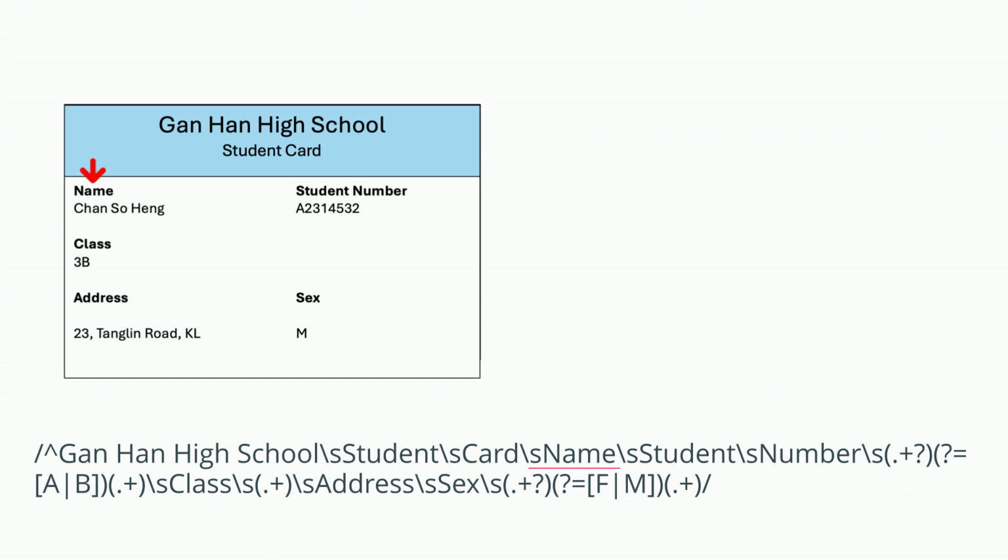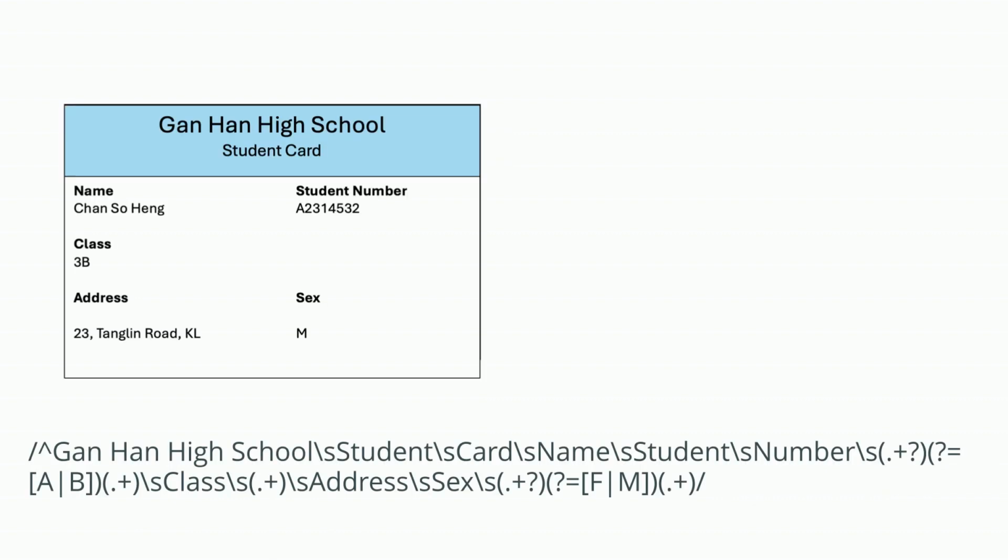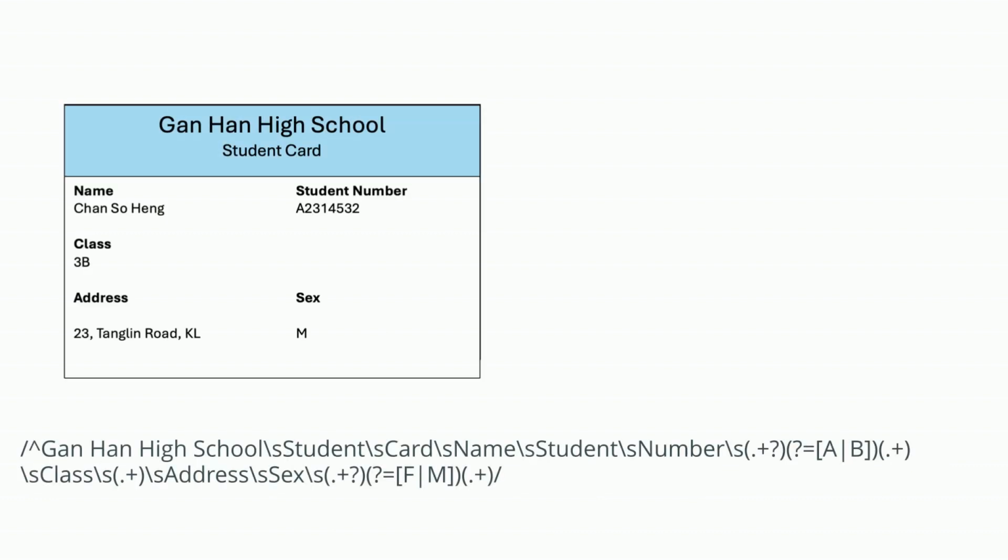Next, \s and followed by the word name. Then, \s student and \s number. Finally, we reach the first input what we want, the name. We denote what we want with a bracket. Use a full stop and a plus to include all the words we want. In this case, we include Chan, So, Heng.